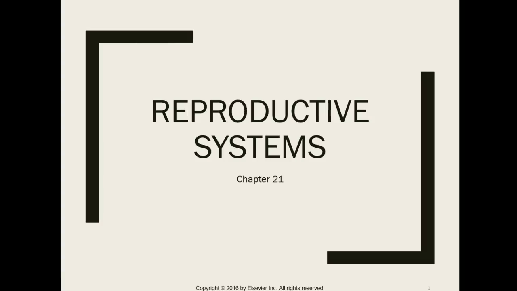So this lecture is going to cover chapter 21, which is the reproductive systems. So this is the one system where we will see a little bit of variance between the male and the female organs found in the system. Function is going to be essentially the same between the two, but we will see different organs that we'll talk about.